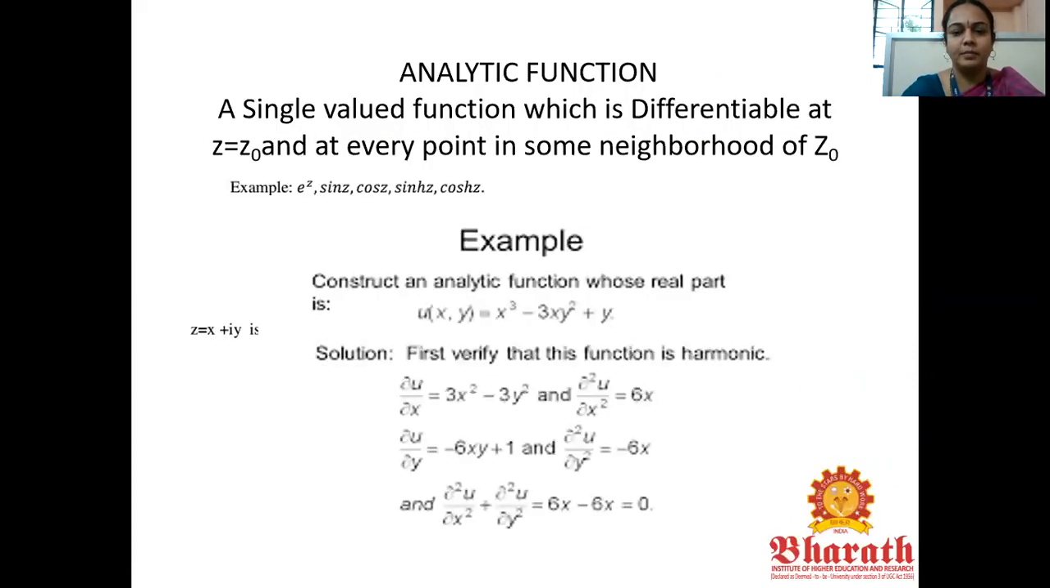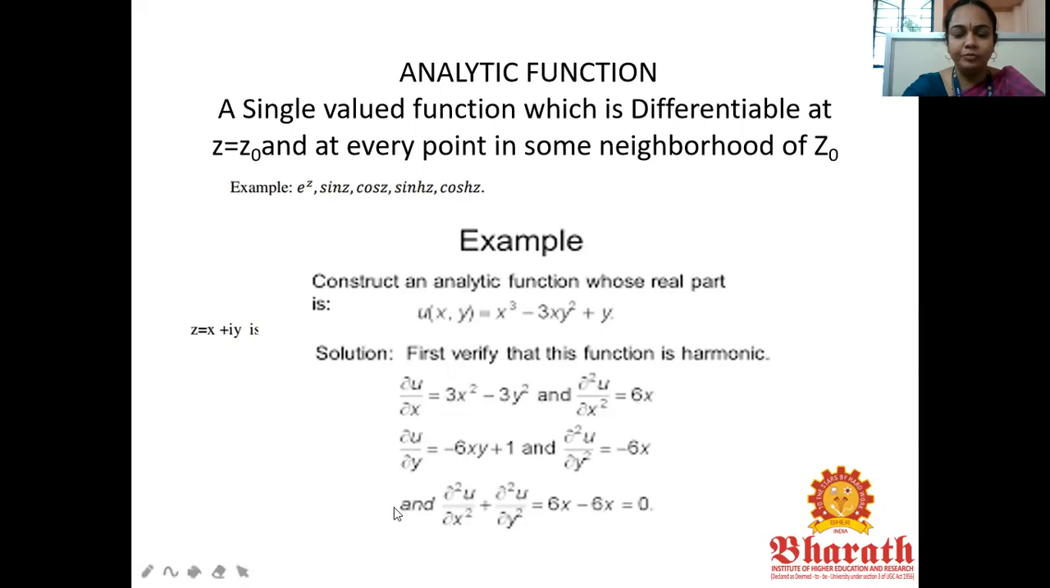Analytic function. A single valued function which is differentiable at z equal to z0 and at every point in some neighborhood of z0. Examples of analytic functions are e power z, sin z, cos z, sinh z, cosh z. For example, construct an analytic function whose real part is u equal to x cube minus 3xy square plus y.